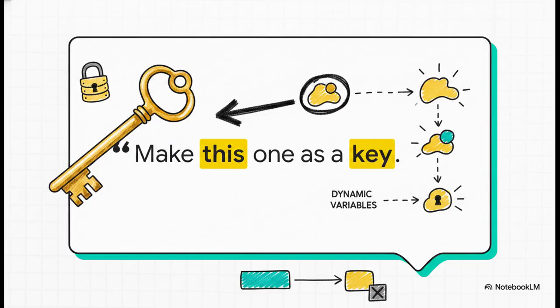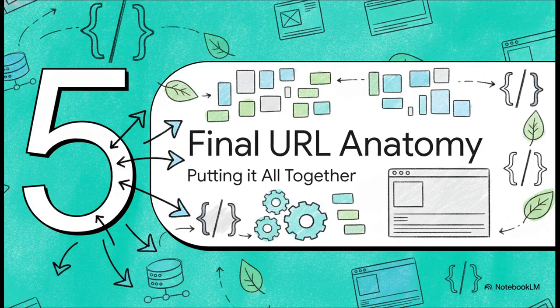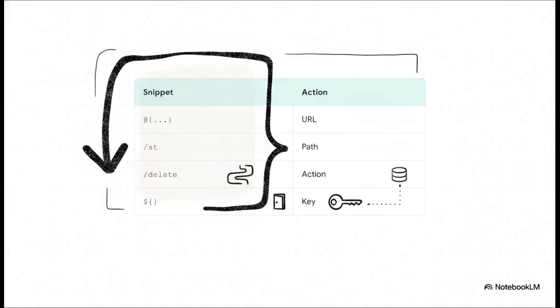We're telling the controller, hey, execute the delete action, and here is the exact key for the item you need to delete. Let's move on and see how this builds completely in Section 5, the final URL anatomy, putting it all together. Let's break down our complete reconstructed URL block step by step. At the outer layer, we have our @ symbol and curly braces, which wraps the whole shebang and tells Thymeleaf we're dealing with a link. Now, moving quickly through the static blocks we've already covered, we have /st, which routes us to the correct controller class, and then we hit /delete, which routes us to the specific method or action.